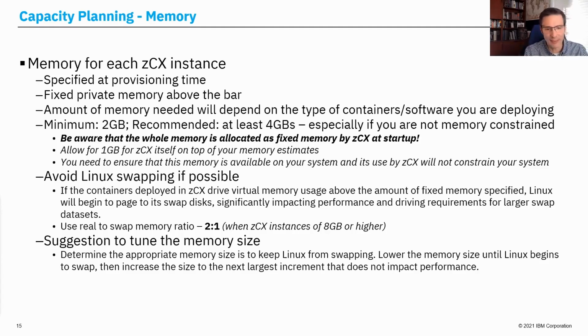So we have a formula that's a 2-to-1 ratio when zCX images are using 8 gigabytes or higher. I'm going to show you an example of that 2-to-1 ratio on the next slide. And so again, we're going to try to tune this number to be most accurate.